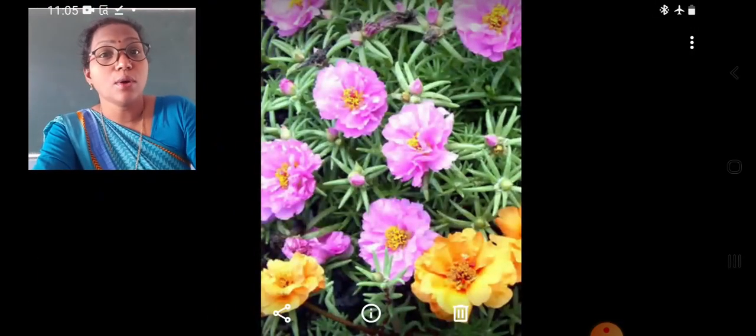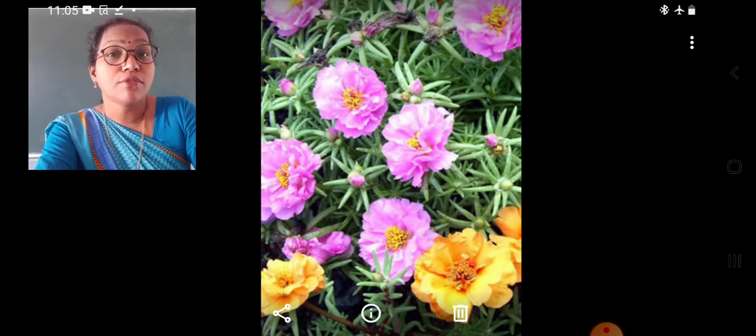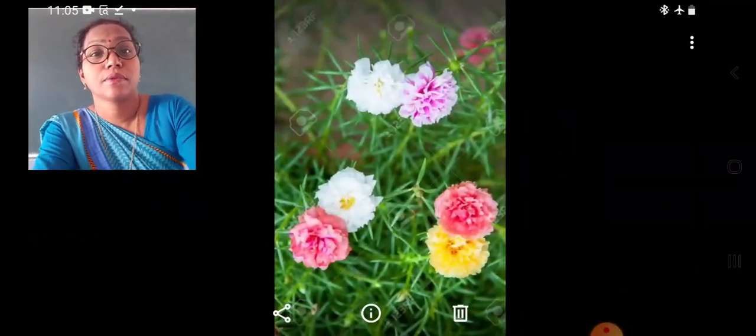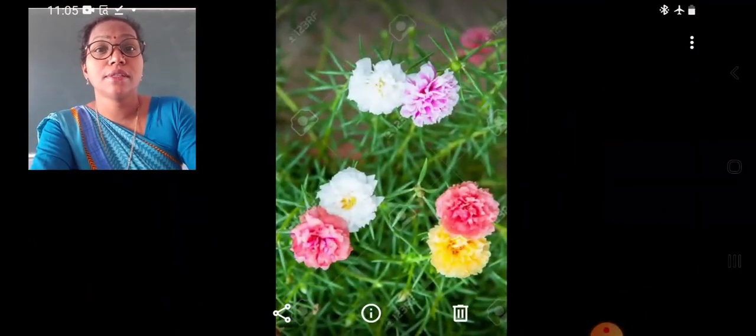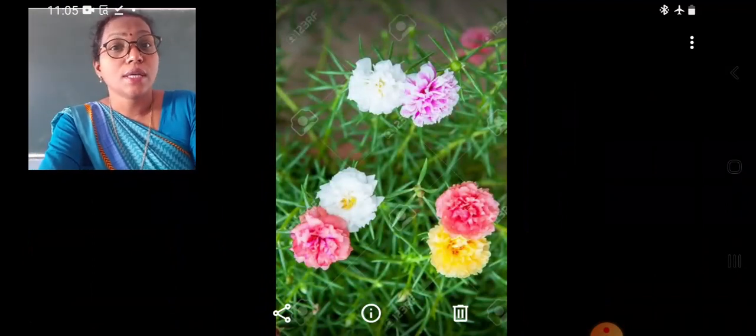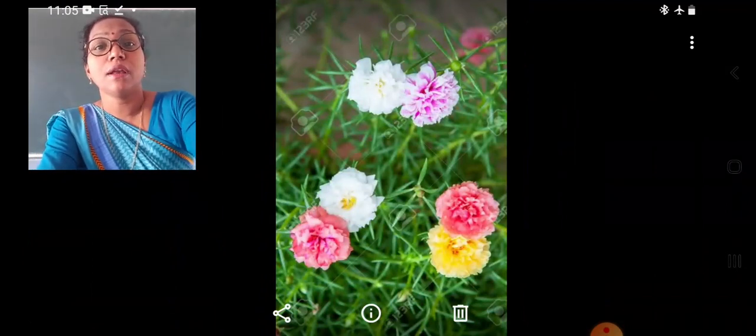The plants are also adapted to light. The portulaca flowers are commonly called the 10 o'clock flowers. They bloom in the light and they droop when there is evening. The portulaca flowers are grown as ornamental plants in our gardens.